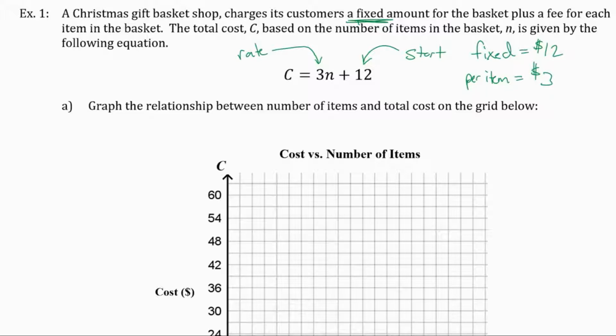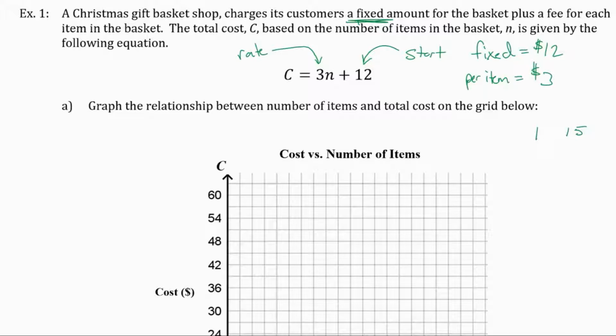Let's say you buy the basket and you only buy one item, which would probably look strange because you'd have a more or less empty basket with one thing in it. But anyway, that would be the $12 for the fixed fee and the $3 for that one item. So you'd be paying $15, right? So for one item, you'd be paying $15.